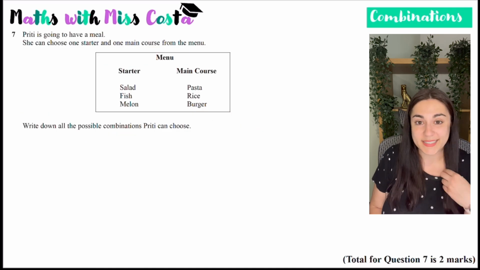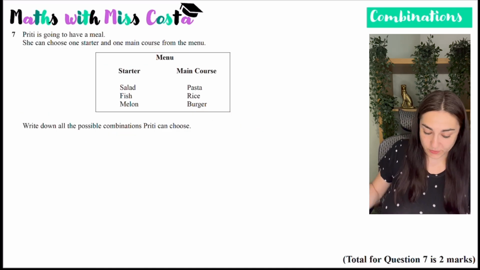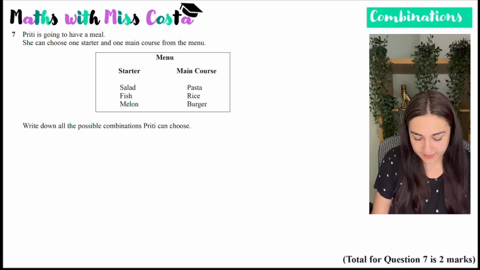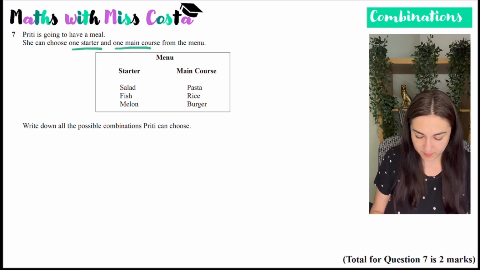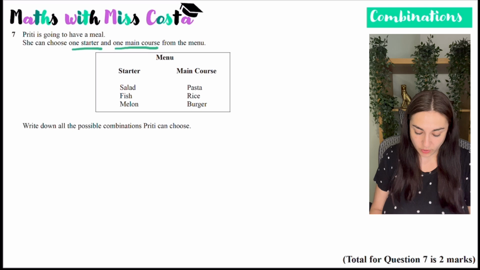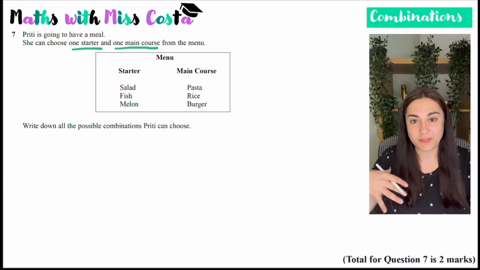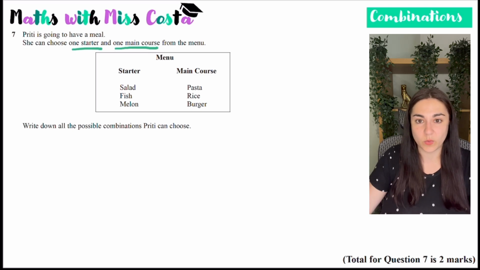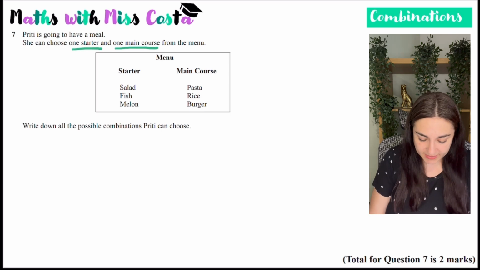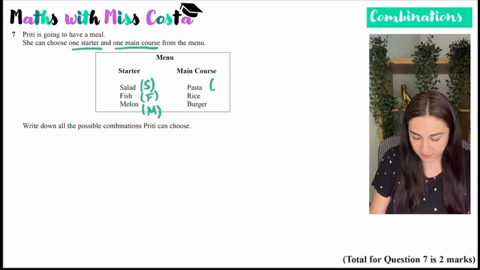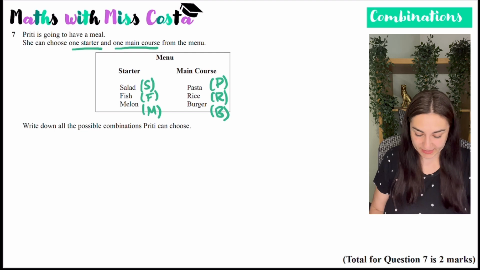Next, I'm told that Pretty is going to have a meal. She can choose one starter, one main course from the menu, write down all the possible combinations she can choose. Now, when we have a combinations question, you can write out the whole word, but you can also shorten it. So for instance, salad, I could say is S, fish is F, and melon is M, and then that would be P, R, and B. You can just shorten it to make life easier for yourself.